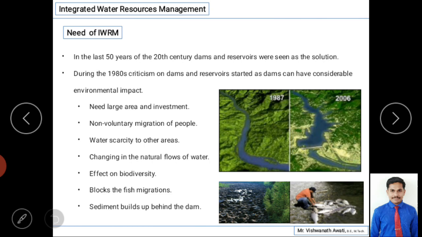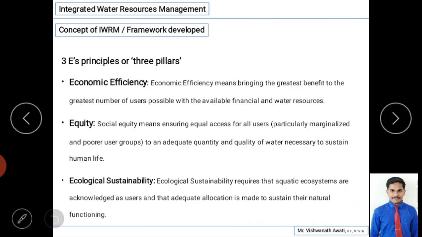Now we will understand the concept of integrated water resource management. What actually is integrated water resource management, and on what does it depend? The framework was developed to show that it has to work on three main principles. It is also called the 3E, or three pillars, of integrated water resource management. One is economic efficiency.